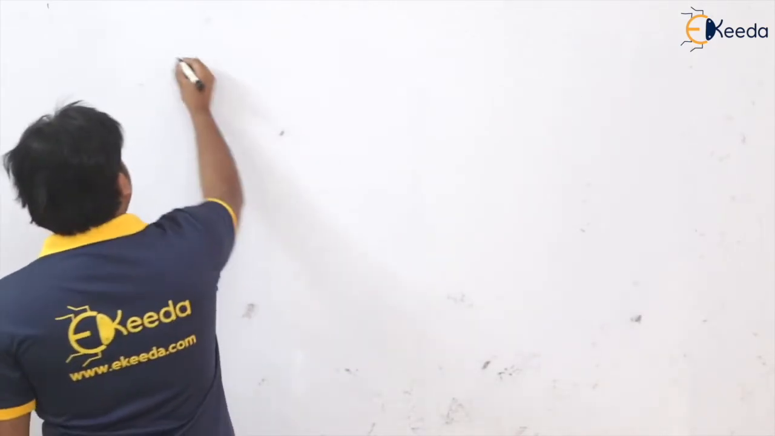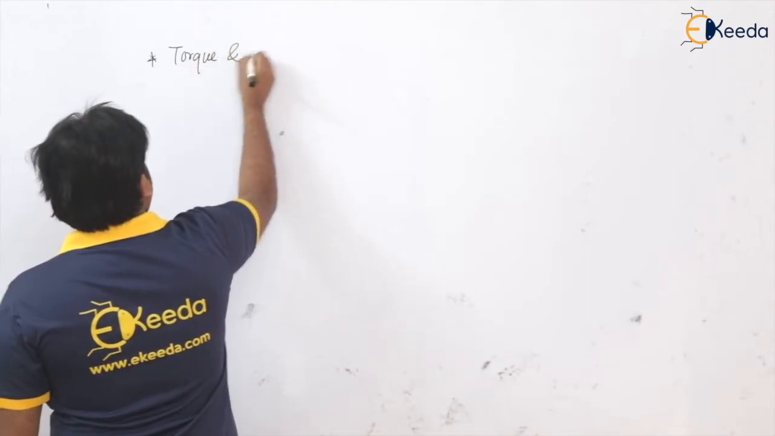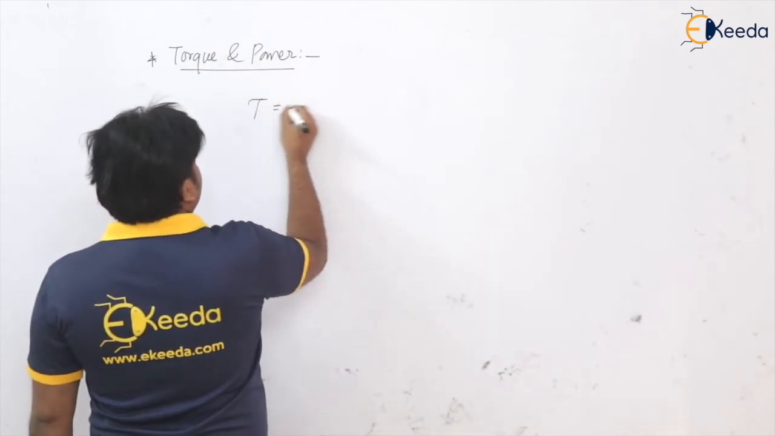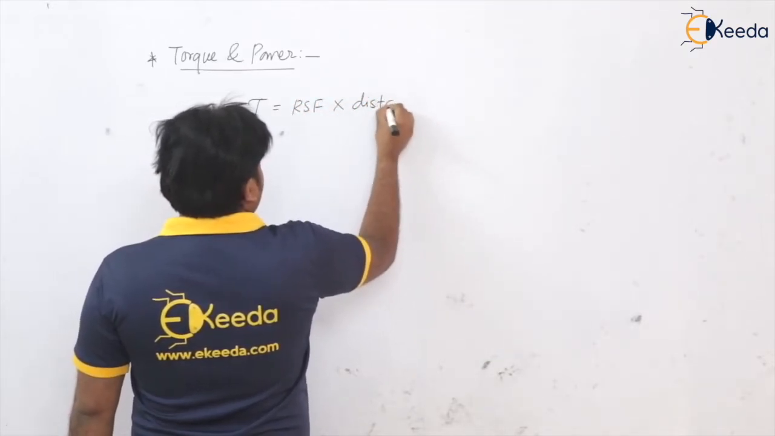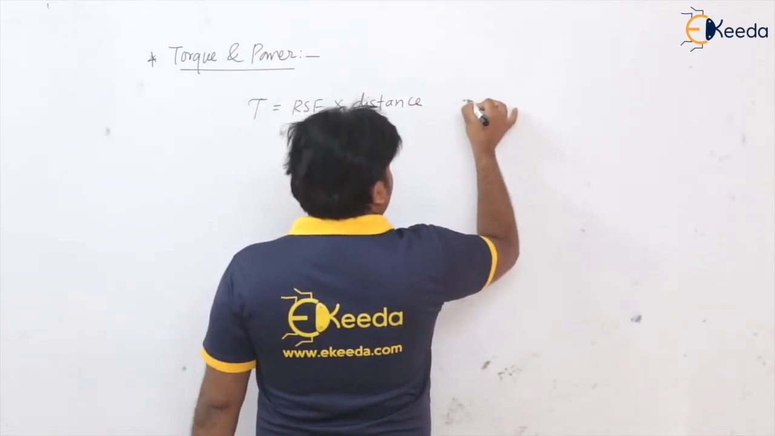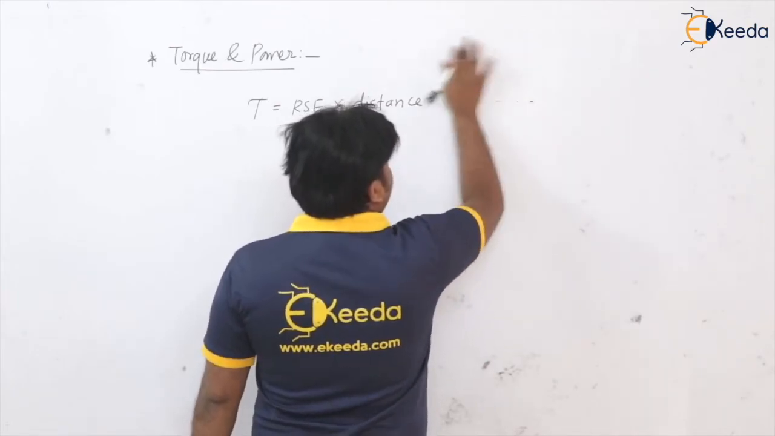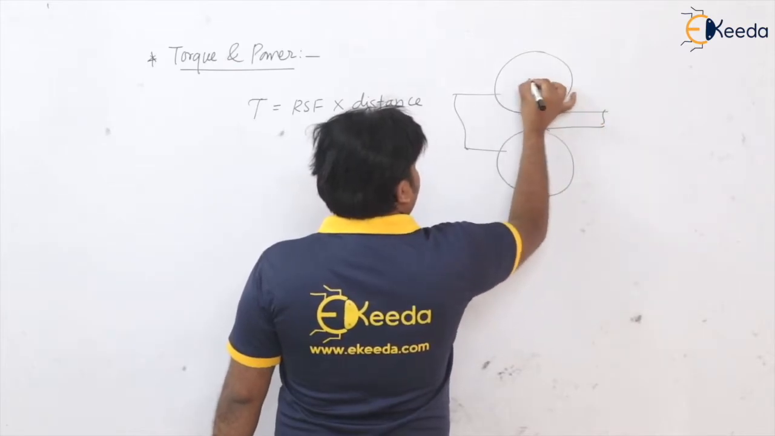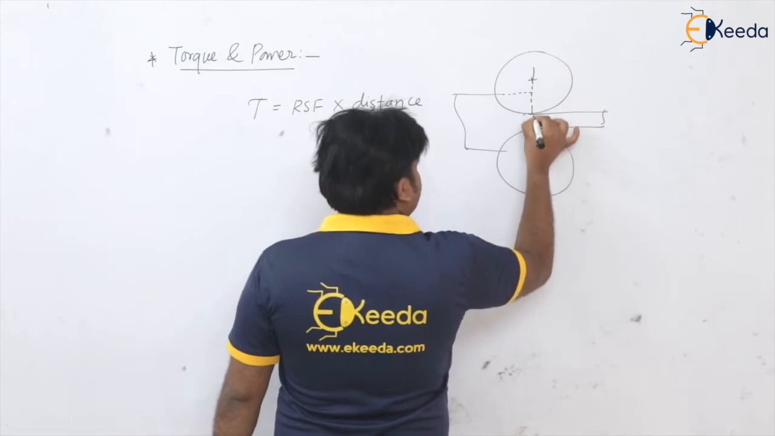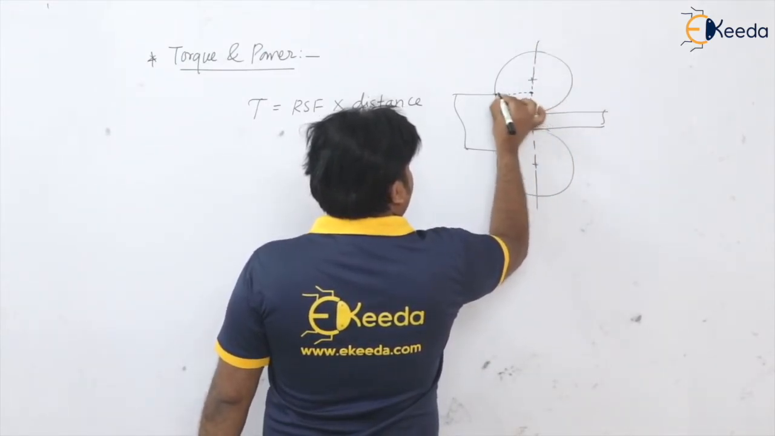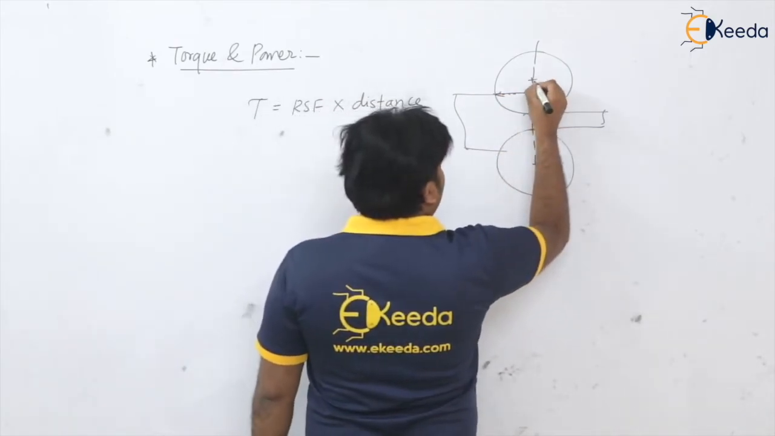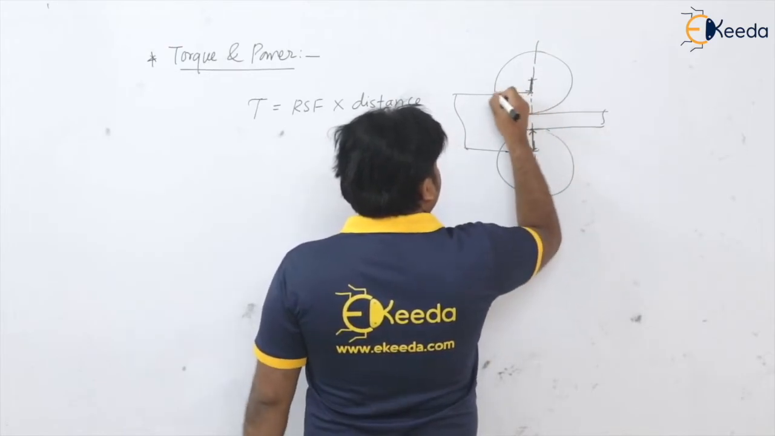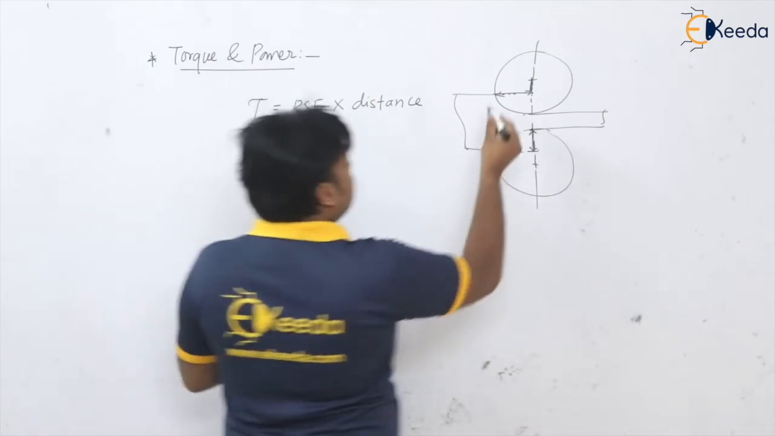Now what are we going to see? The torque and power. So please remember that torque is actually the roll separating force multiplied by distance. So this distance, from where to where? Actually the entire force is applied along this length of arc of contact. Please remember, in the rolling operation, this is the center of the rollers. And we know that this is the length of arc of contact or length of deformation zone. So from the center of the roller to this distance, whatever forces are acting are along this length of arc of contact.